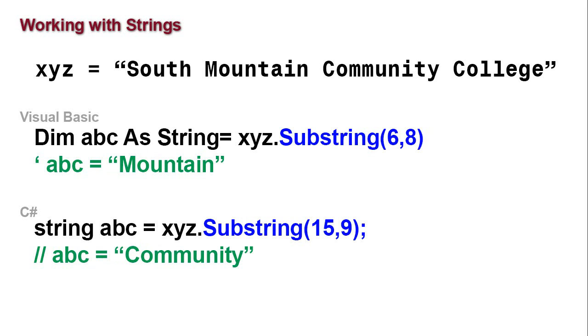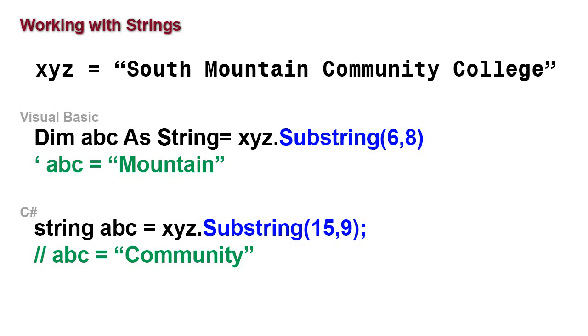There's also a substring method which allows us to extract part of a string. So again, using our XYZ equals South Mountain Community College, I'm going to declare a variable of ABC as a string data type, and it's going to equal, in the VB case here, xyz.substring, and then in parentheses I have 6, 8. And this results in the value of ABC equaling mountain.